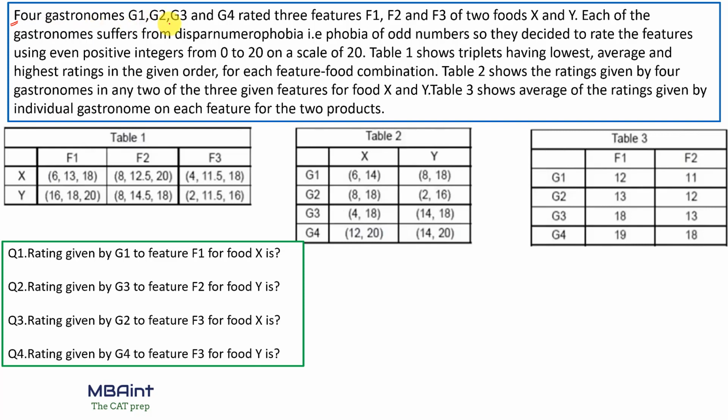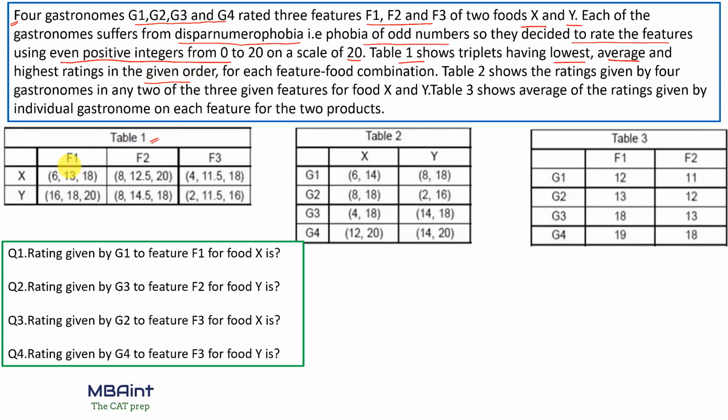4 gastronomes G1, G2, G3 and G4 rated 3 features F1, F2, F3 for 2 foods X and Y. Each of these gastronomes suffer from dysparonumerophobia, that is phobia of odd numbers. So they decided to rate the features using even positive integers from 0 to 20 on a scale of 20. Table 1 shows triplets having the lowest, average and highest rating in the given order.